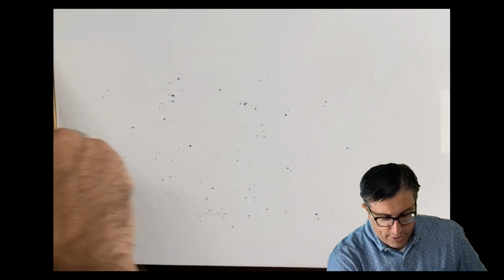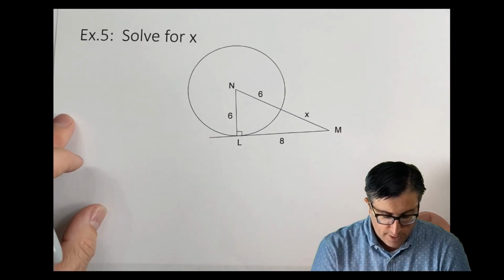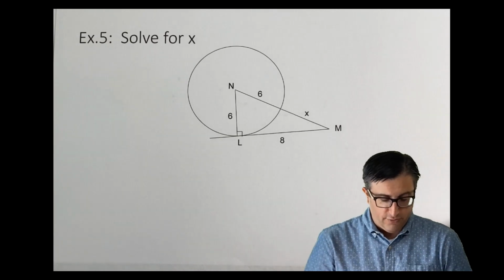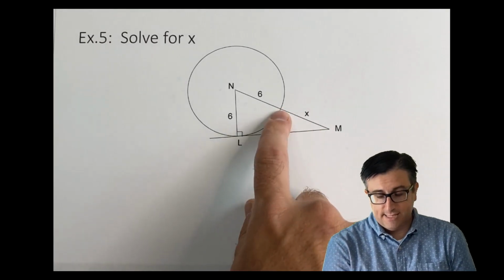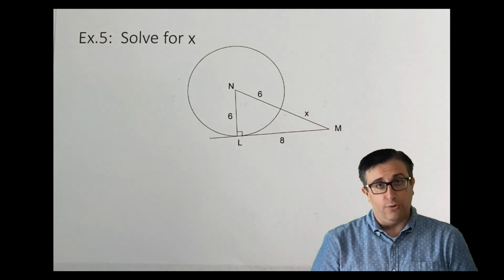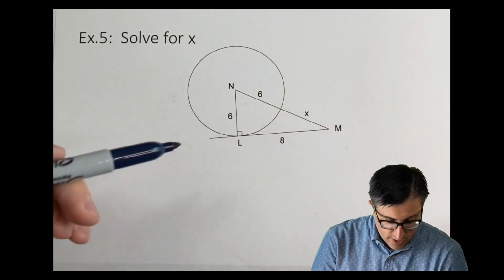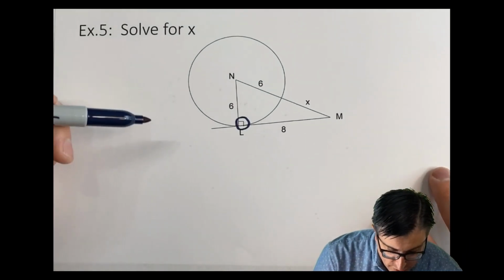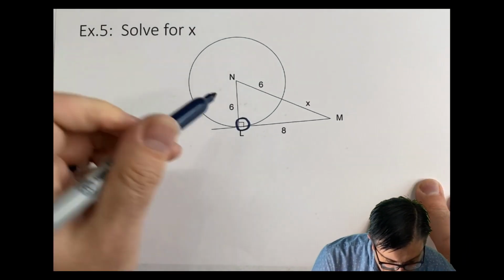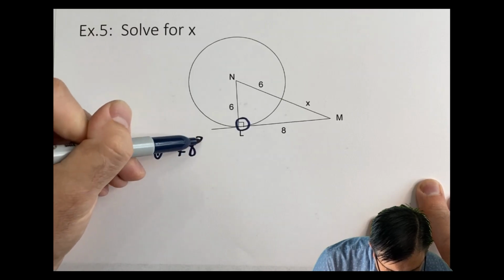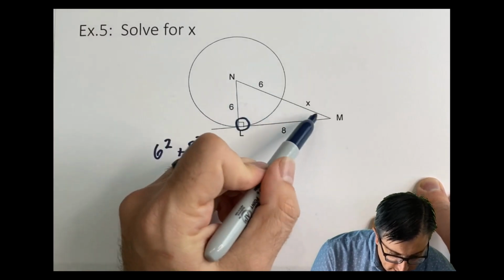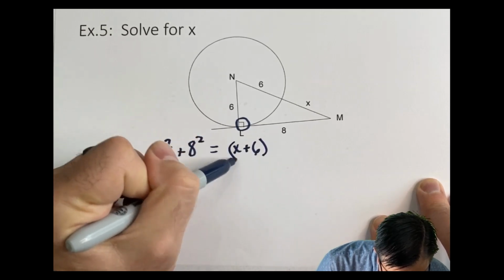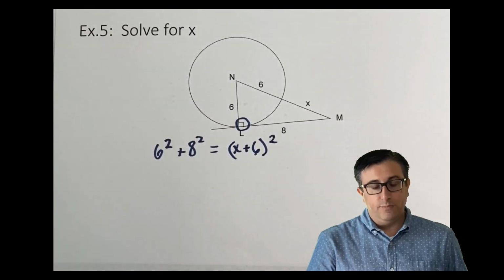Now, hopefully you remember some of your algebra, because for the last problem of this type, we have to solve for x, but x is this section outside of the circle. Again, we're trying to verify. We already know that this is a right angle, so let's set up the Pythagorean theorem. 6 squared plus 8 squared equals this entire hypotenuse, which is x plus 6 squared.